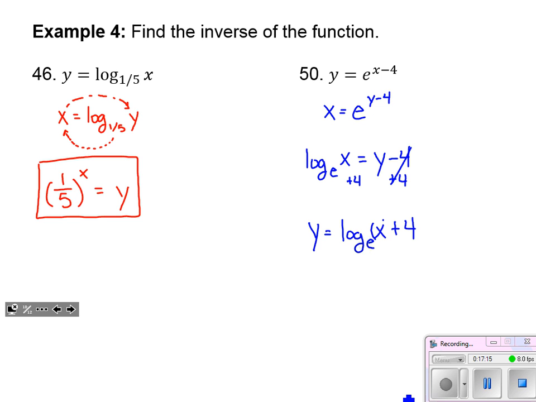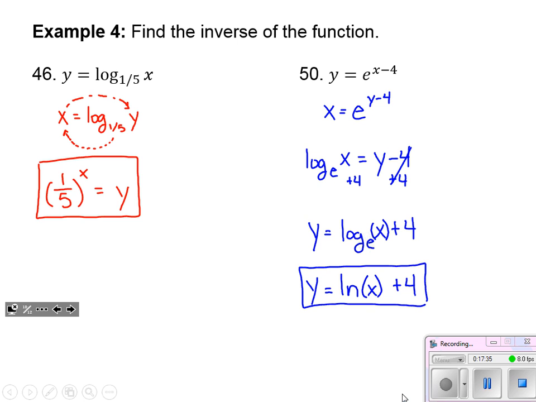And we probably want to put parentheses around that logarithm just so we know that we're not including x plus 4. Not all of it goes inside, just the x goes inside. And we do have one more step, a log with a base of e. We call that natural log x plus 4. So we should replace log base e with ln.